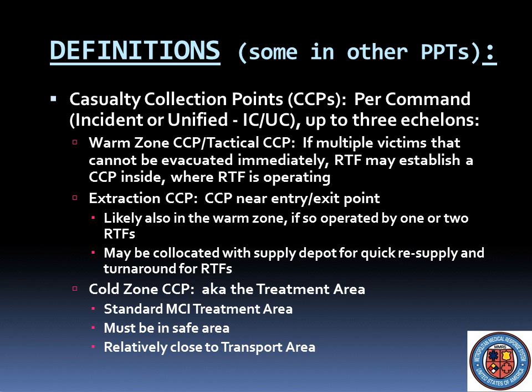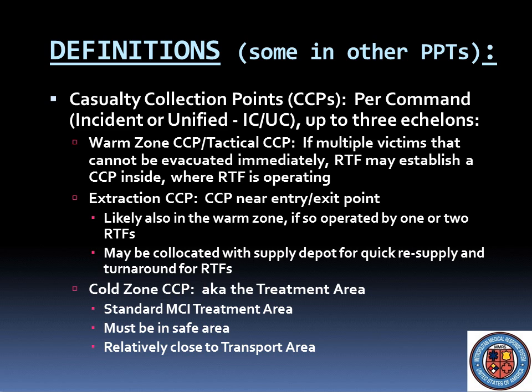First thing we're going to talk about is some definitions that we'll be using in other PowerPoints along the way. The first thing to know is casualty collection points. These can be set up per command, whether it is either the incident command or the unified command, depending on which service you're coming from, and it can consist of up to 3 echelons. Warm zone casualty collection point may also be referred to as a tactical CCP, and this is used when multiple victims may be present that cannot be evacuated immediately from the zone, and so the RTF using this casualty collection point may do so perhaps, say, inside a school during an active shooter incident.